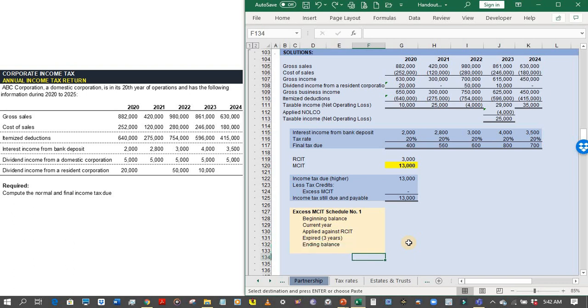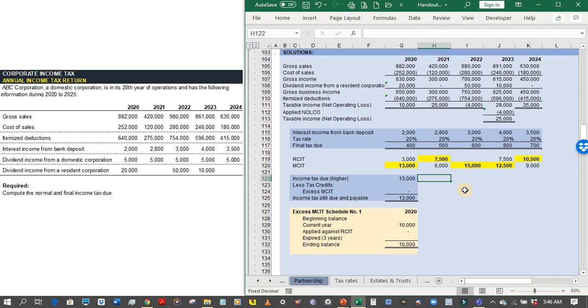So let us start with 2020. We have no beginning balance for 2020. However, the excess MCIT for 2020 will increase by 10,000 pesos. Again, this is the difference between the MCIT of 13,000 pesos less 3,000 pesos RCIT. Then, of course, since the higher amount in 2020 is MCIT, there will be no application of excess MCIT against RCIT. So that will be 0. And we have no expiration during the year. So our ending balance in 2020 is 10,000 pesos.